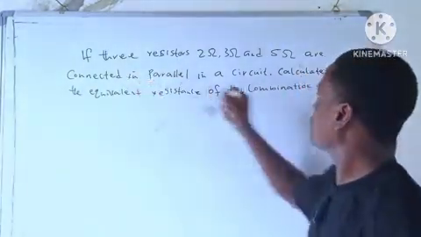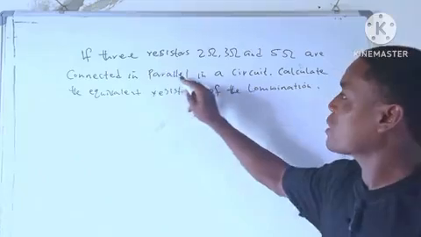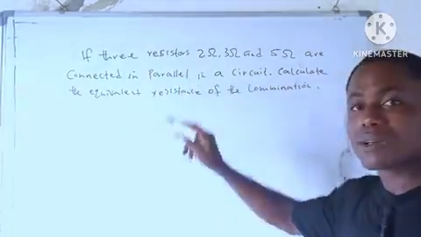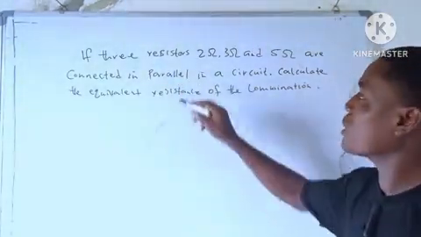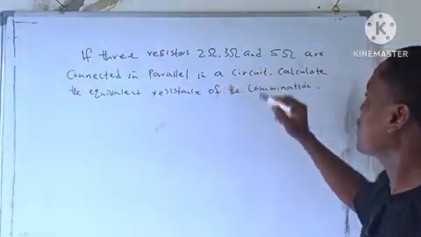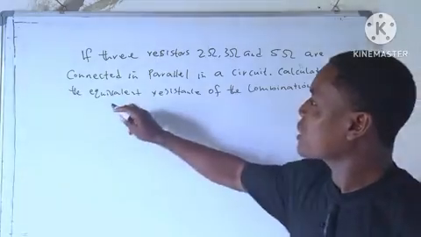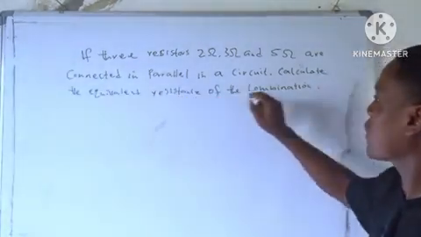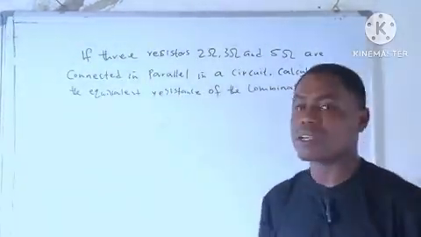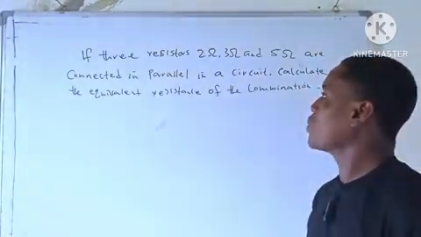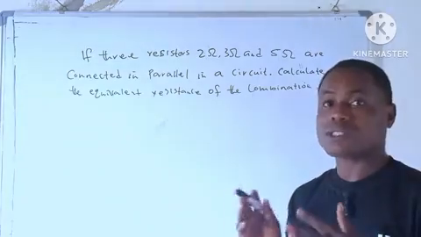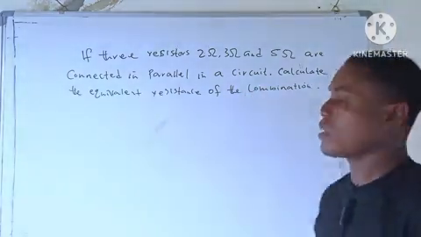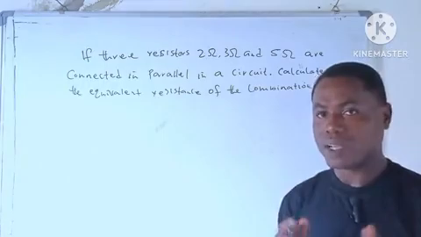Are connected in what? In parallel. They are connected in parallel in a circuit. Calculate the equivalent resistance of the combination. Now, the first one we calculated was under what? It was under series, right? This one is under what? Parallel. Are you getting it?